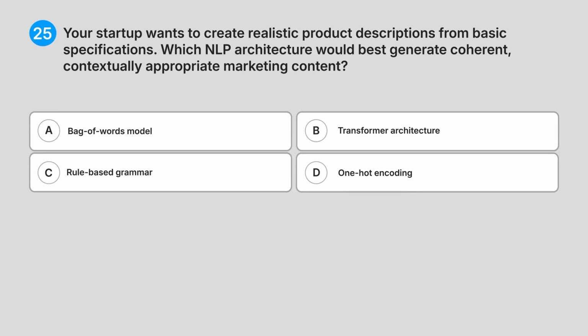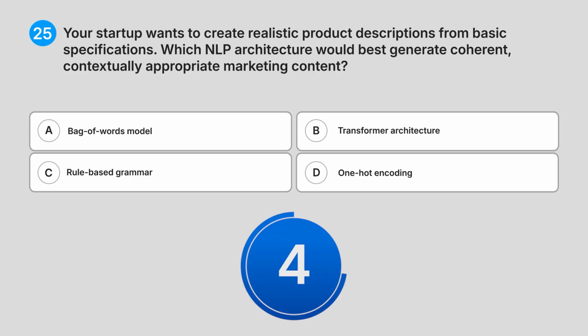25. Your startup wants to create realistic product descriptions from basic specifications. Which NLP architecture would best generate coherent, contextually appropriate marketing content? A. Bag of words model. B. Transformer architecture. C. Rule-based grammar. D. One-hot encoding. Can you guess the answer?